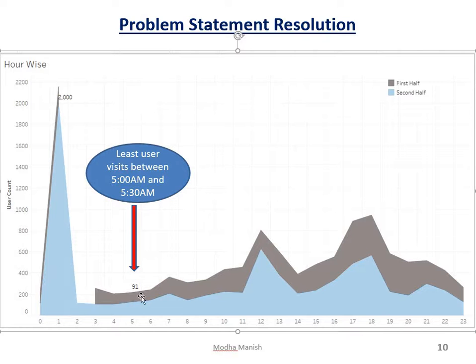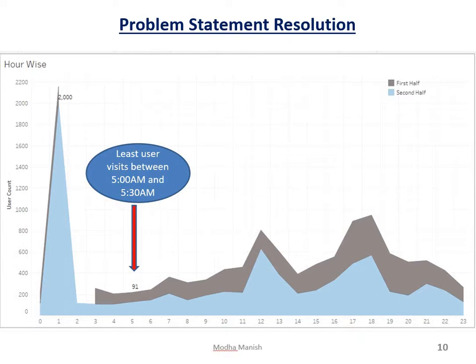We are getting a very low user count at 5 a.m., which makes sense. This is early in the morning, so people are not using this website too much, so this is the best time to apply some security patches, or we can shut down this website for 20-30 minutes during this time. This is the best time to shut it down.